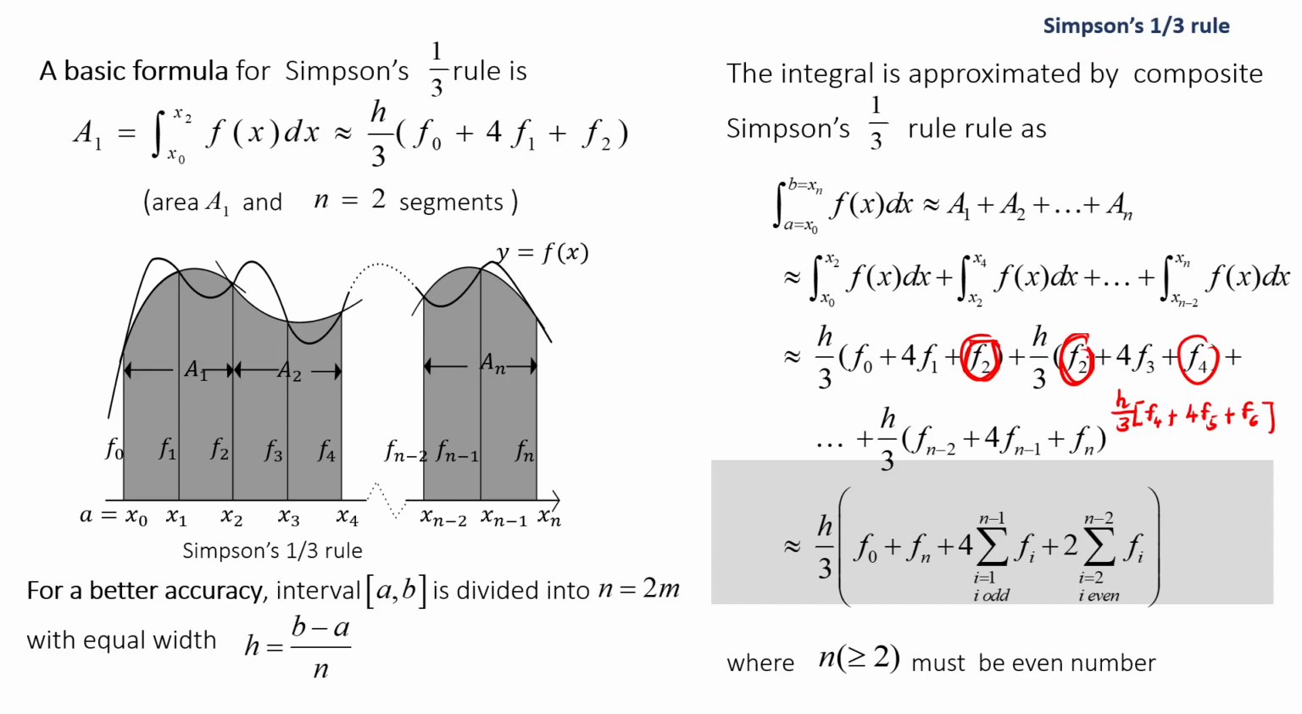So you see f2, even f, 2 times; f4 here 2 times; f6. If later on you got another one, A4, then you have h over 3, this is f6 plus 4 times f7 plus f8. So you notice odd f is multiplied by 4 times, all the even f are multiplied by 2 times. So this is the Simpson 1/3 rule formula.